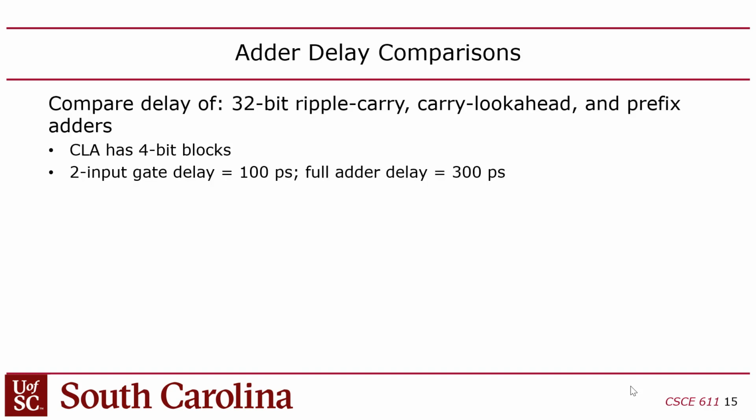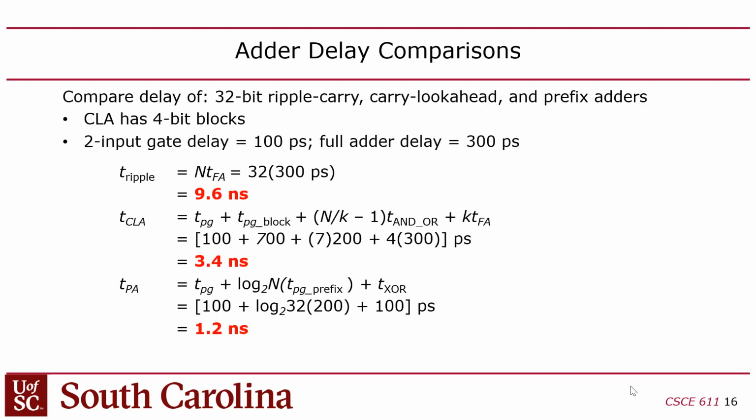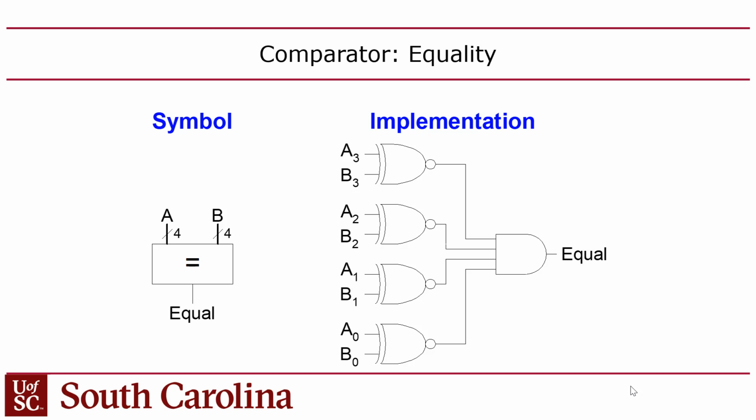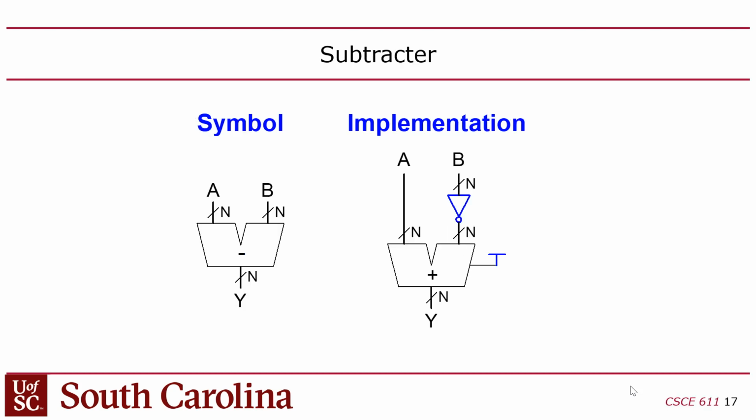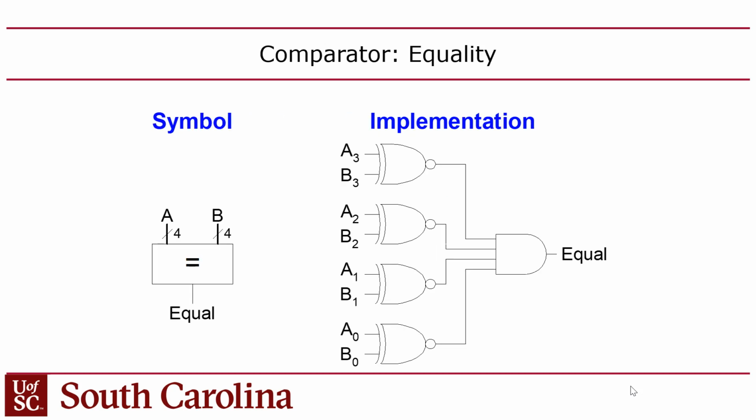Okay, so that's the prefix adder. Then we looked at some examples of how to calculate delay for those, and we talked about the subtractor, which is just an adder where you take the 2's complement of the second input. We talked about comparators, which is in the book. This figure is from the book.